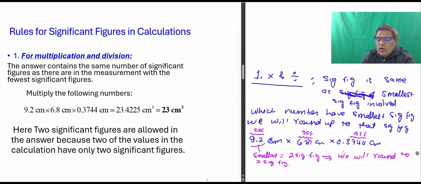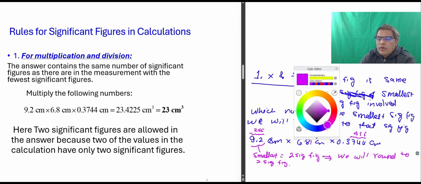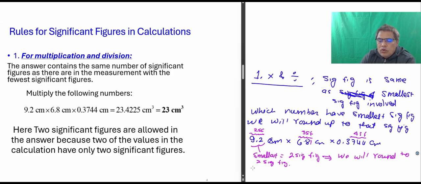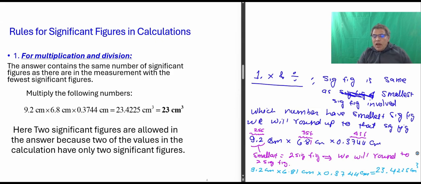Now if you multiply these, 9.2 centimeter times 6.81 centimeter times 0.3744 centimeter, you get 23.4225 centimeter cube. But you have to round that to show 2 sig figs. This 23 gives you 2 sig figs, right? 1, 2, so you have to round that. The 4 means you have to remove the rest. That's why the multiplication of these numbers gives us 23 centimeter cube, 2 sig figs.